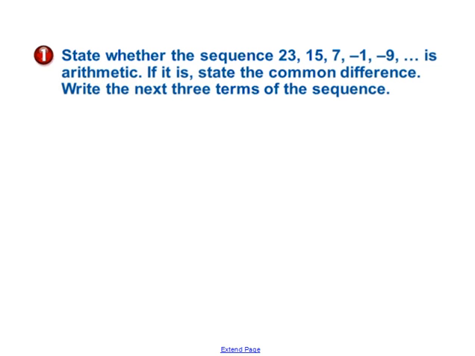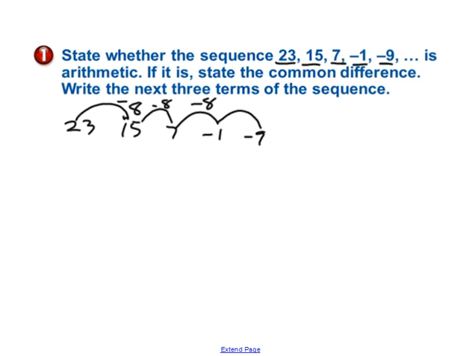State whether the sequence 23, 15, 7, -1, -9 is an arithmetic sequence. If it is, they'd like to know the common difference. As I look at that, I see 23 changes to 15. The difference between the two of those is 8. It went down by 8. As I go 15 to 7, the difference is -8. We subtract 8. As you go from 7 to -1, the difference again is -8. As you go from -1 to -9, the difference is -8. So there is a common difference each time. It's -8, and it is an arithmetic sequence.